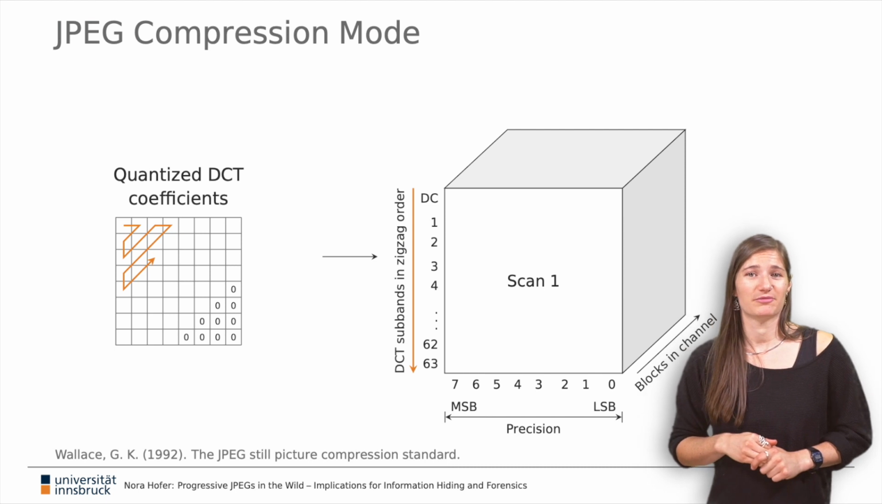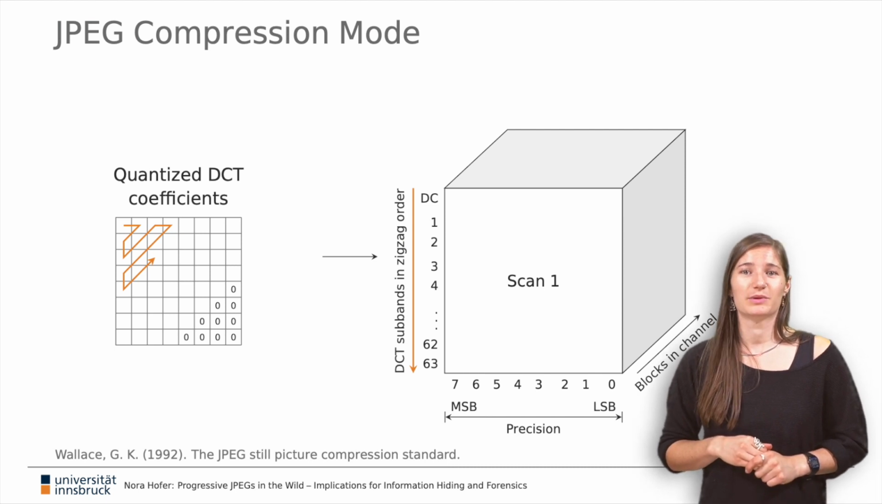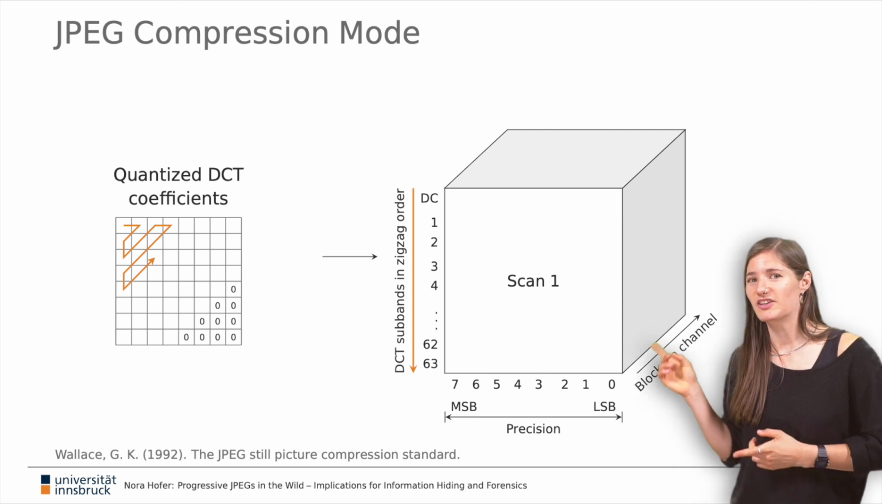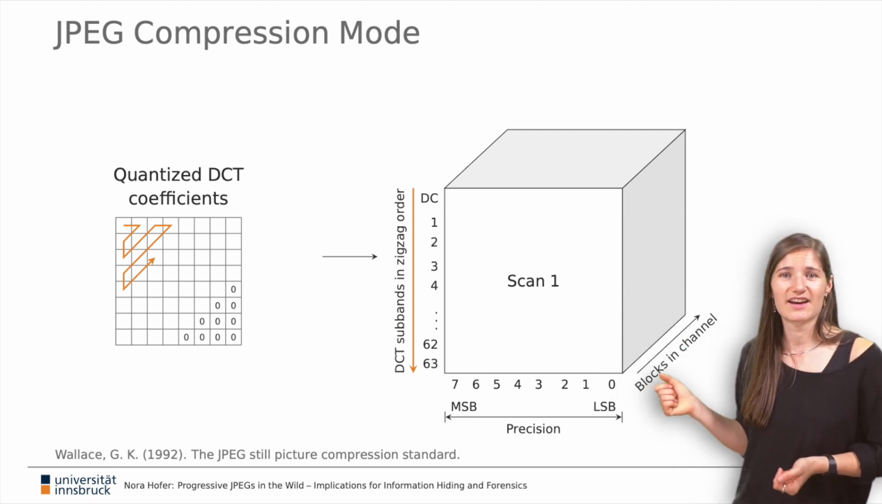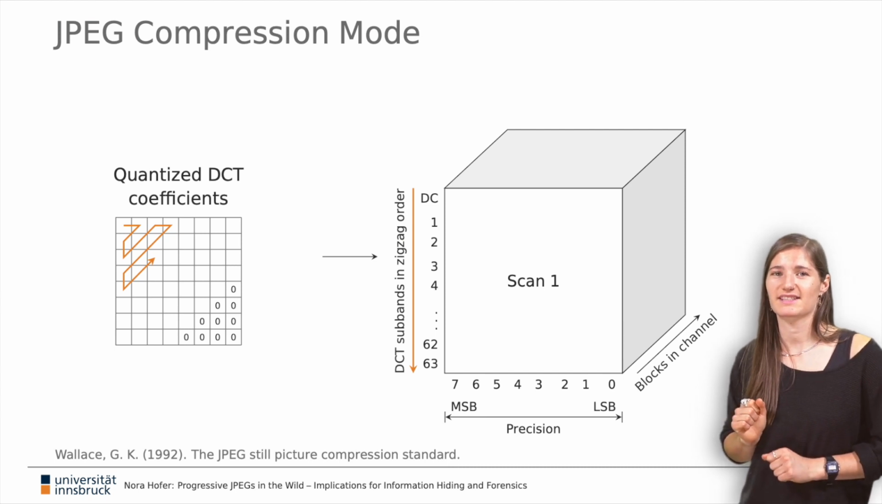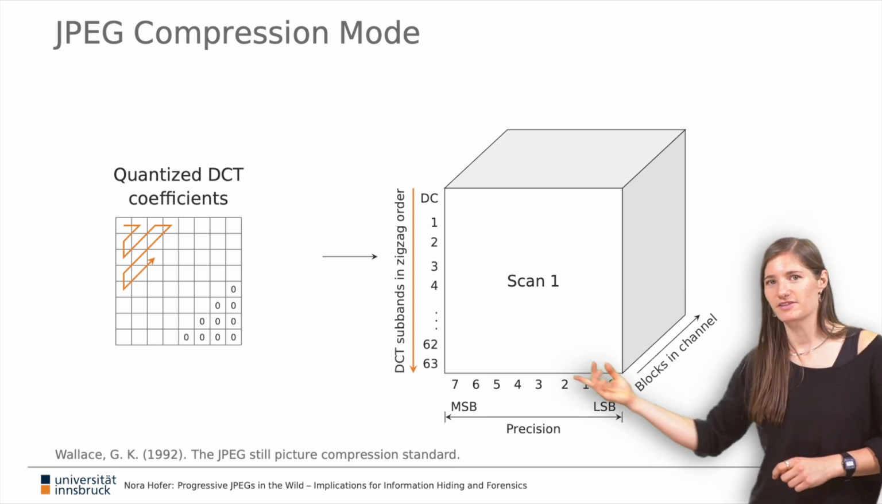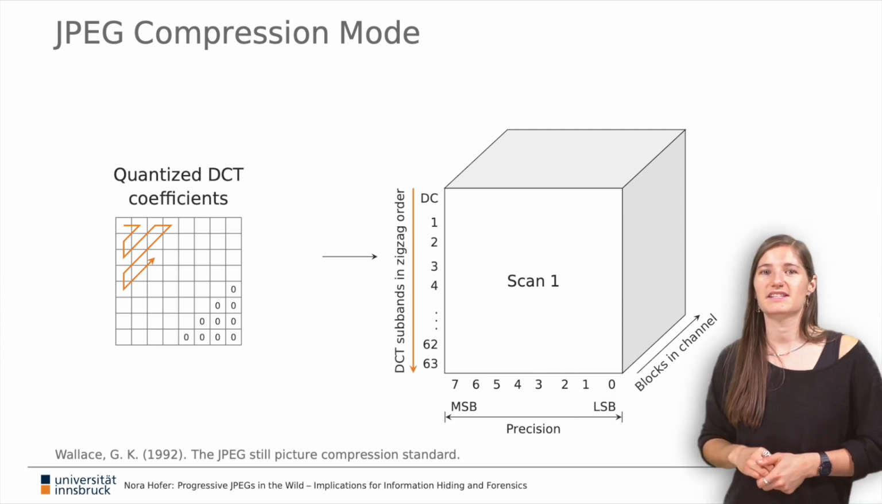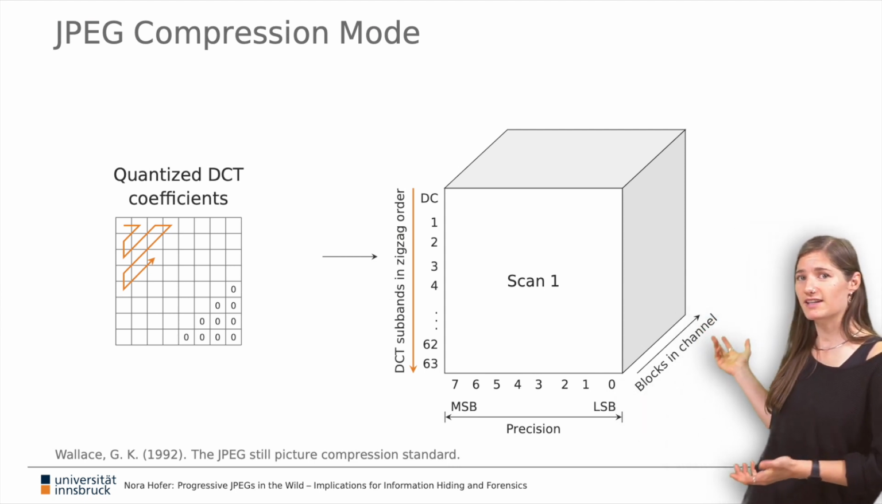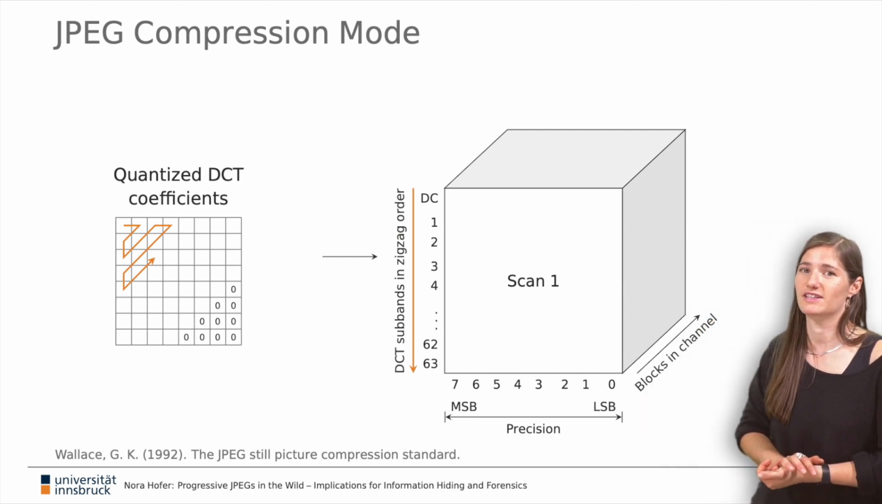Sequential and progressive mode differ in the order in which the data is stored in an image. This can be displayed with this cube. On the vertical axis, we see 64 subbands of quantized DCT coefficients in zigzag order. On the horizontal axis, we have the precision of the coefficient values from the most to the least significant bit. On the third axis, we have all blocks contained in the image.